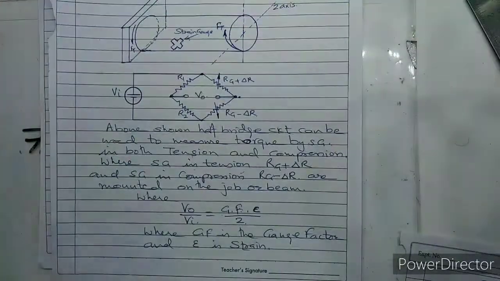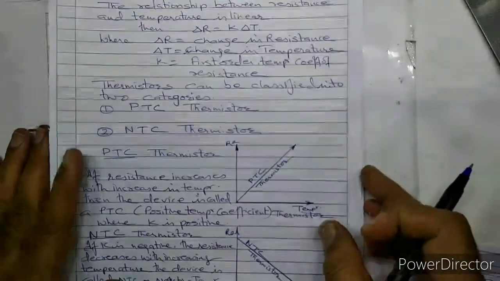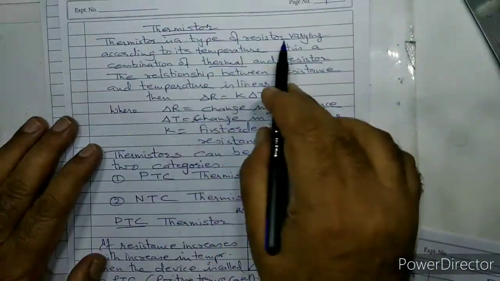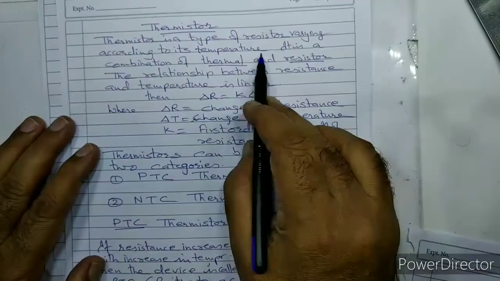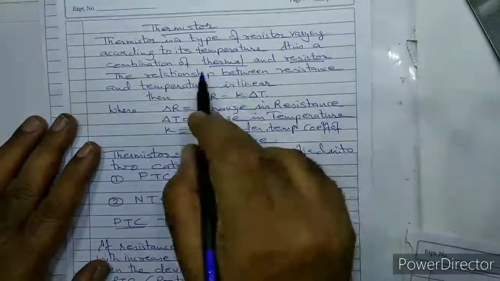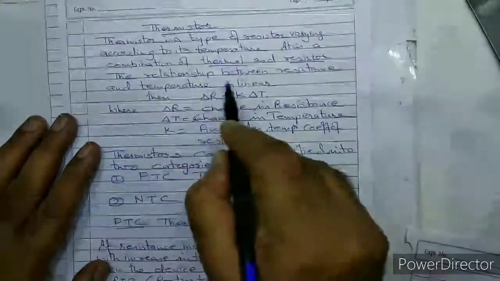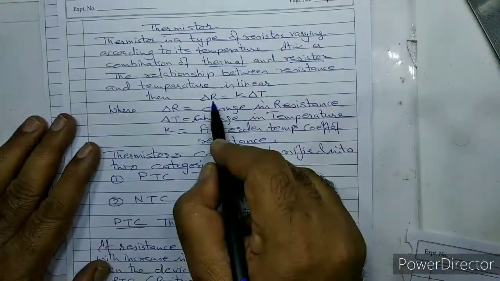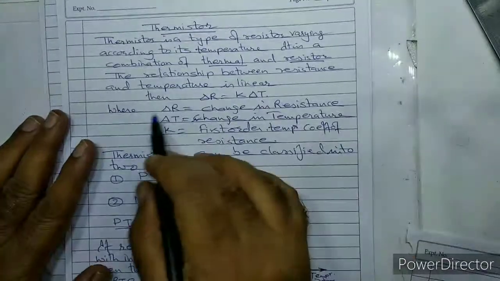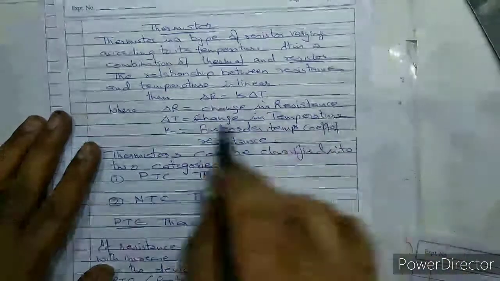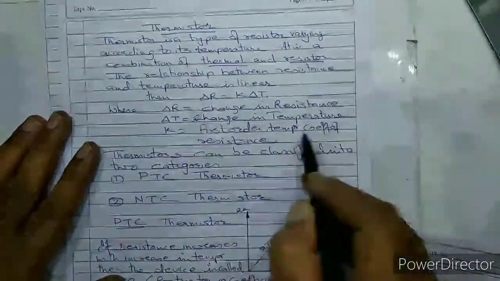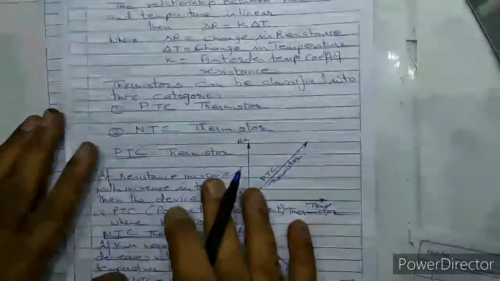Now next is the thermistor. A thermistor is a type of resistor whose resistance varies according to its temperature. It is a combination of thermal and resistor. The relationship between resistance and temperature is linear. Then delta R is equal to K delta T, where delta R is the change in resistance, delta T is the change in temperature, and K is the first order temperature coefficient of resistance.